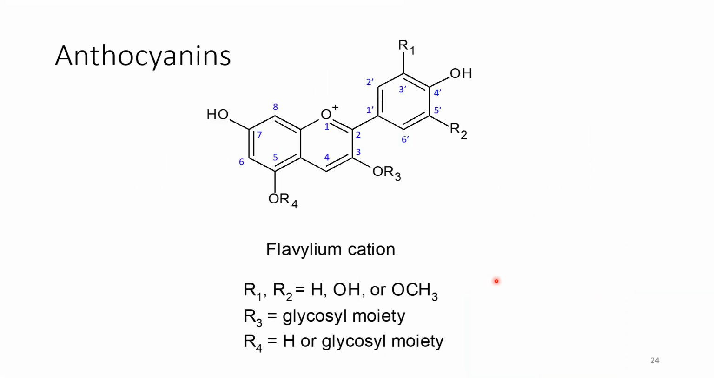When that oxygen has a positive charge on it, that would be the flavylium cation. And then that oxygen at higher pHs will not be charged. You'll lose this proton here and form a ketone right here. That's what will happen when the pH gets higher.